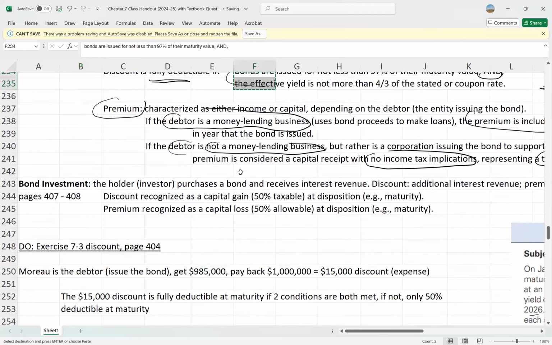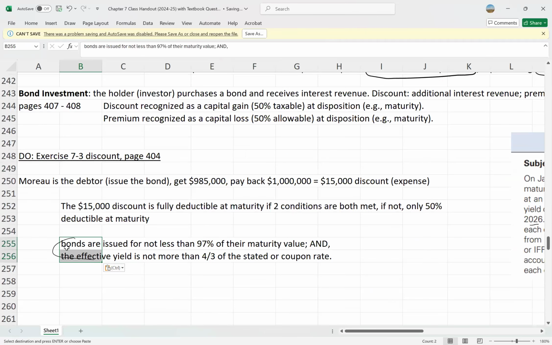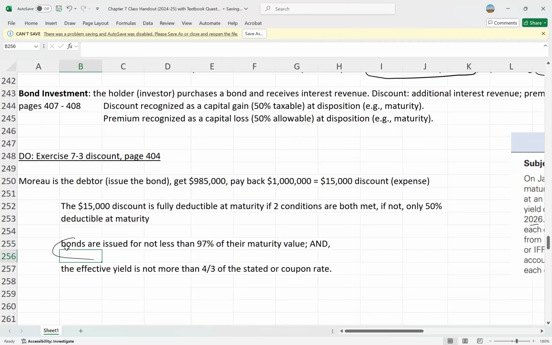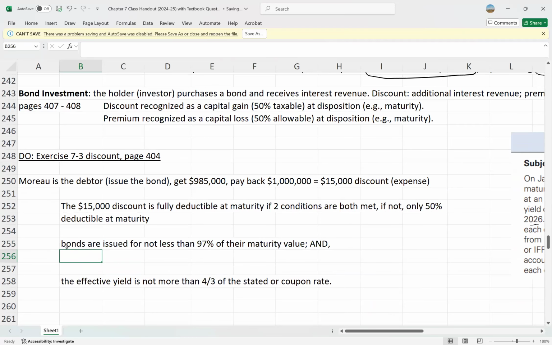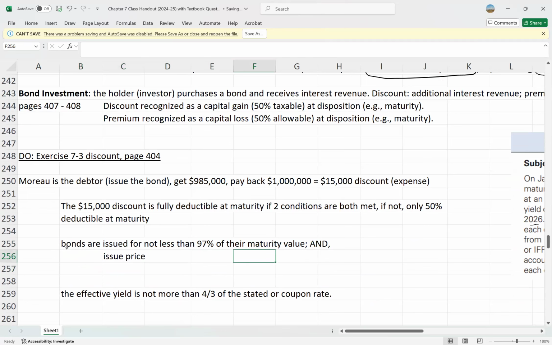So let me just bring this up here. These are the two conditions. Let's look at the first one. The bonds are issued for not less than 97% of the maturity value. So we're looking at the issue price, and we're comparing that to 97% of the maturity value, which is $1 million. And so that's going to be 970,000. So the bonds are issued for not less than 97% of the maturity value.